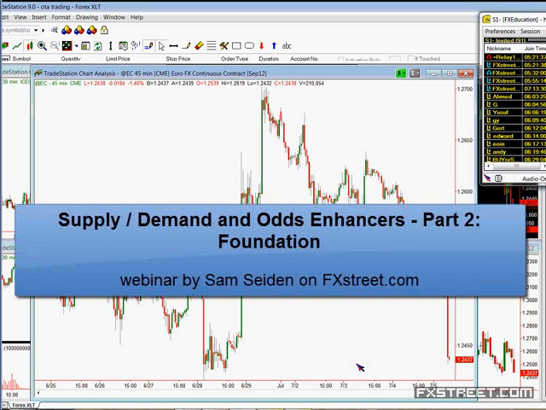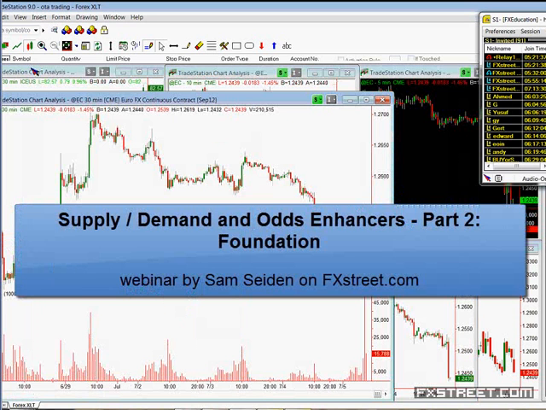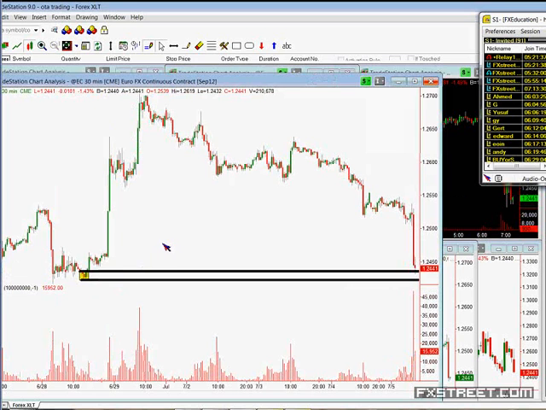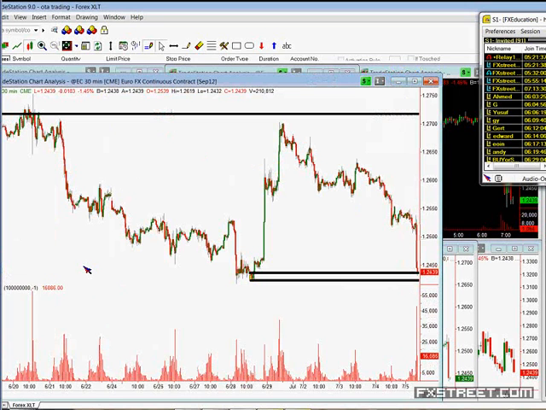All right, yeah, let's take a look here. So there's the 45-minute chart. Let me blow up this 30-minute chart here. Okay. So that's kind of the area we're looking at. This area is not exactly a fresh area.